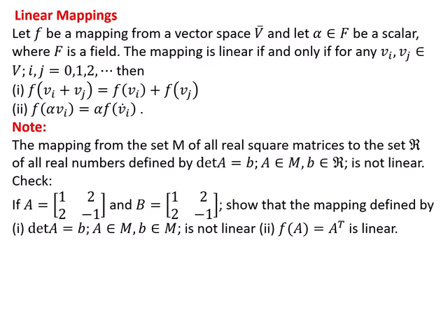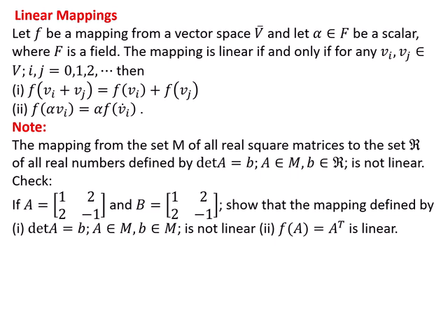Note the mapping from the set N of all real square matrices to the set of all real numbers, defined by the determinant of A equals B. You know what your B is; they are the codomain. The determinant of A is equal to B, where A is a member of the matrices, and B belongs to the real numbers. It is not linear. We want to check this fact out.